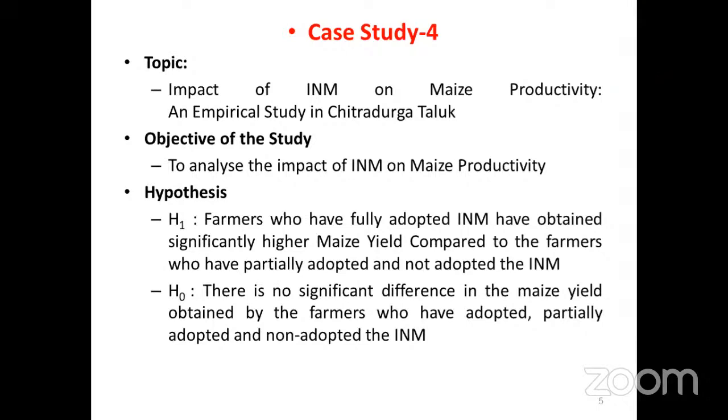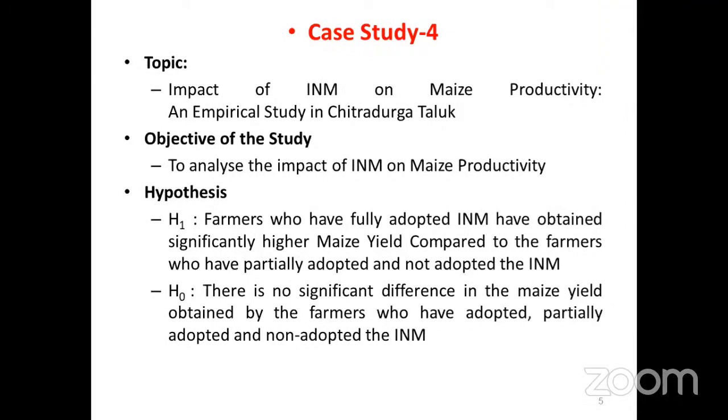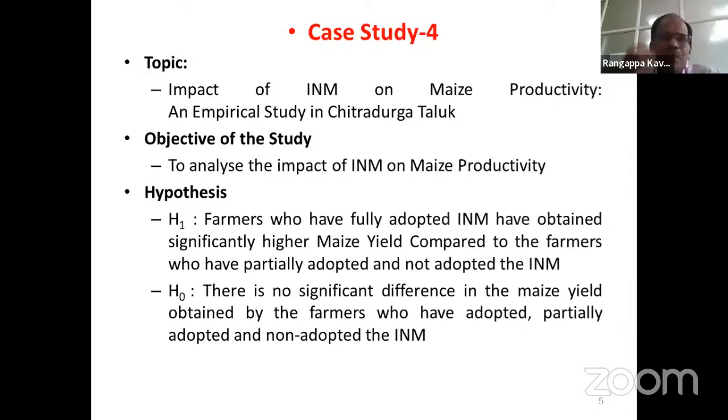Sir, t-test cannot be used because it is only for two series. ANOVA, sir, F-test. Exactly. See, here we have three groups, three values: the average maize yield among the non-adopters, among the partial adopters, and among the people who have fully adopted. So therefore we have three groups here, and the t-test is obviously not relevant.